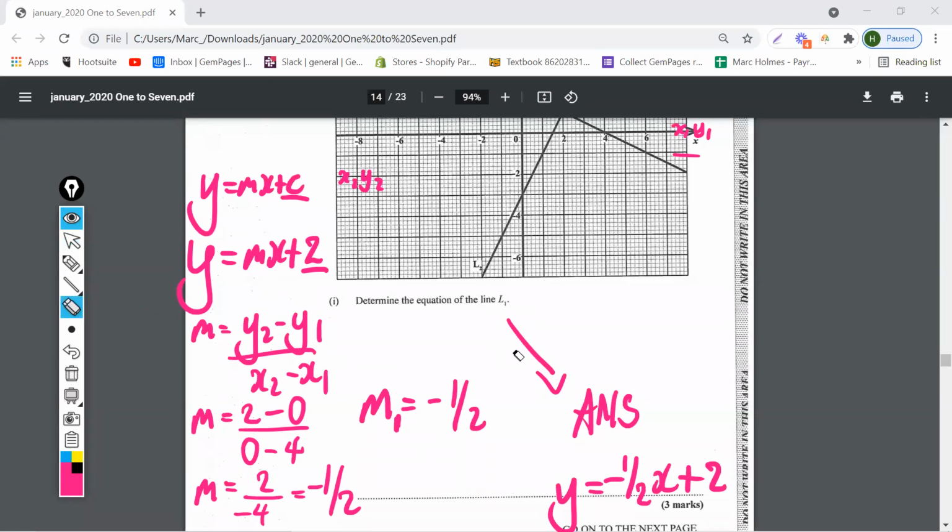But guys, this is it. Cool. That's exactly how you find the equation of the line. You have to find the gradient from the 2 points, and then you have to look at the y-intercept. Really easy to me. Kind of easy to me.